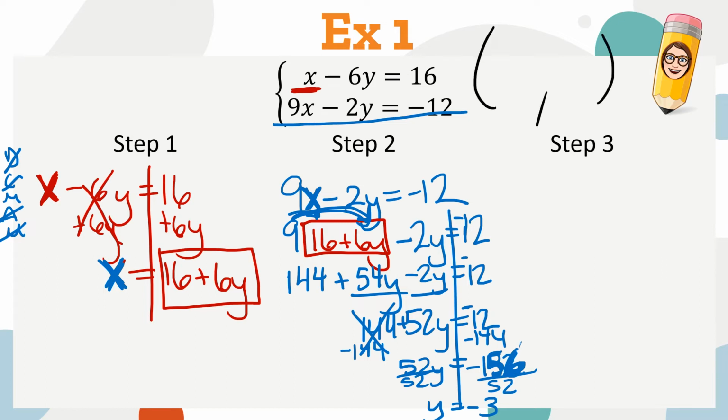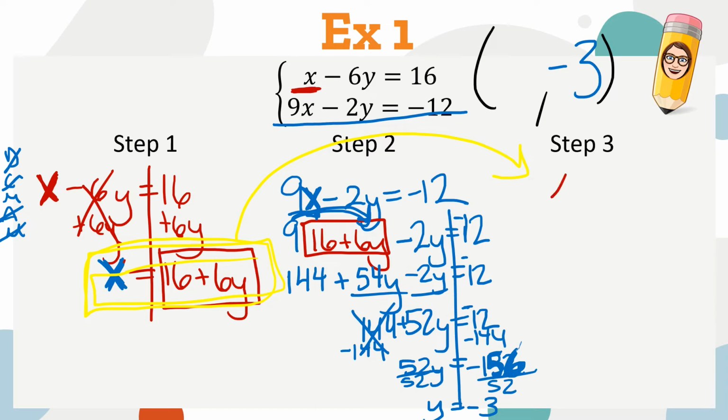Let's go to our solution area. You might have a spot for this on your paper. And my y is -3. Well, step 3 says find the other variable. I know my y. I need to find my x. Guess what? I'm going to highlight this. Look at this equation right here. I need to find x. Look how pretty that is. Look how easy that is. I'm going to rewrite that over in step 3.